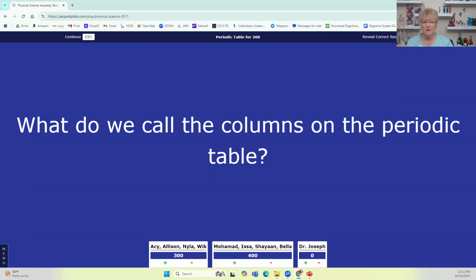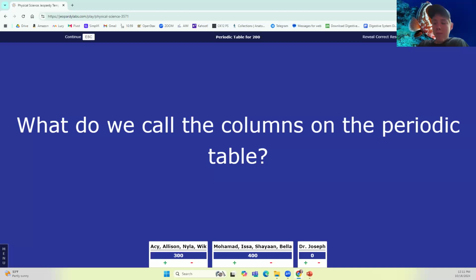If you're not quite sure, you can ask your teammates to verify. Magnitudes. Okay. All right, Wick. Groups. Okay, I would say the same. AC verifies that. Groups, or what else are they called? Family, AC.